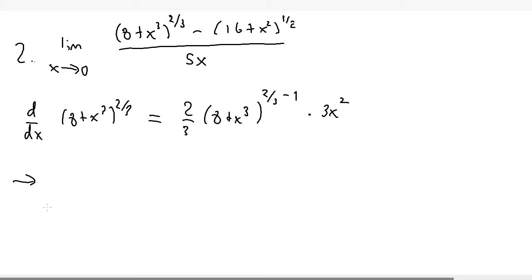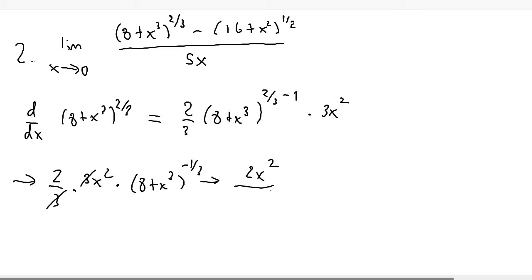So to further evaluate this, we get 2/3 times 3x squared times 8 plus x cubed. Well, 2/3 minus 1 is the same thing as saying 2 over 3 minus 3 over 3. So that'll give me negative 1 over 3. And I can see that the 3's cancel here, and so we're left with 2x squared. And since this is a negative exponent, we can actually bring that to the denominator. So 2x squared over 8 plus x cubed to the 1/3 power. I'm just going to write that up here.